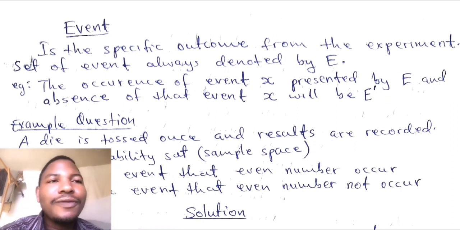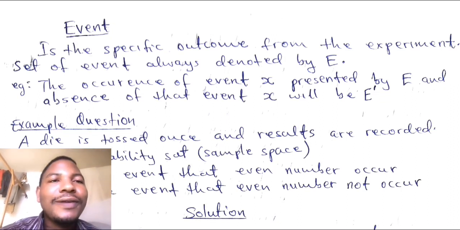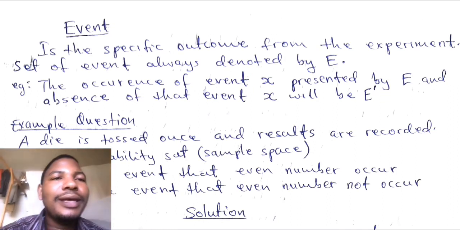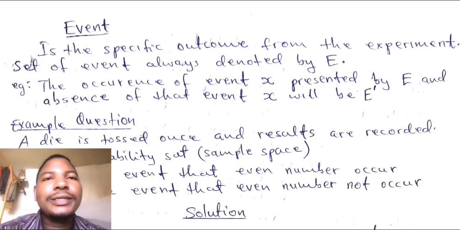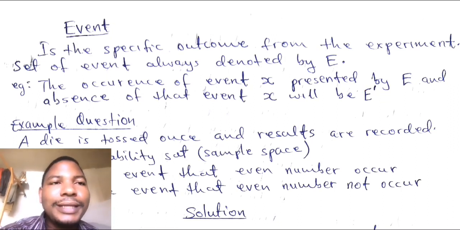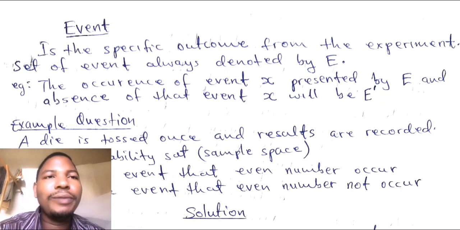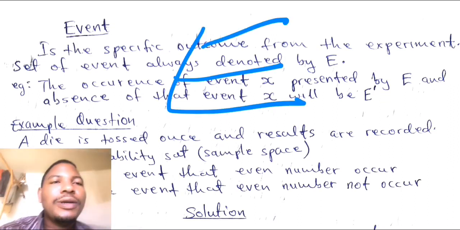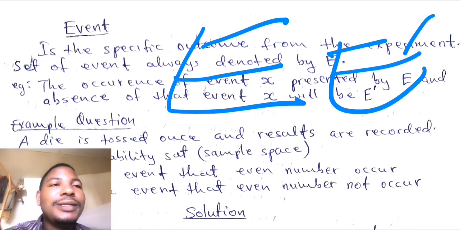This concept of E and E complement is applicable only for the same event. If you talk about the same event, the occurrence of that event will be E, and the absence of that event will be E complement. But also keep in mind that any event is represented by the letter E. So when you see the letter E, it is an event, but it can be either E or E complement. It depends on the situation.